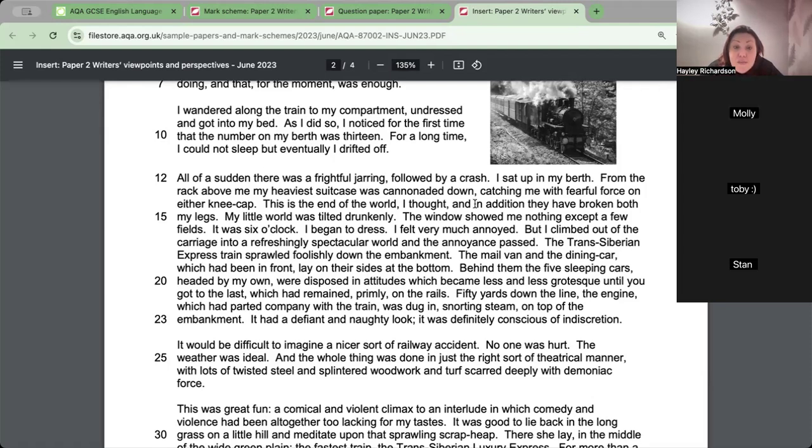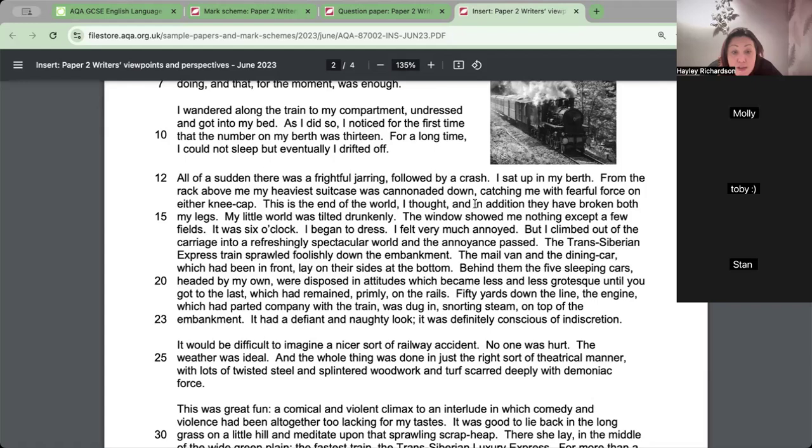passed. The Trans-Siberian Express train sprawled foolishly down the embankment. The mail van and the dining car, which had been in front, lay on their sides at the bottom. Behind them, the 5 sleeping cars, headed by my own, were disposed in attitudes which became less and less grotesque until you got to the last, which had remained primly on the rails. 50 yards down the line, the engine, which had parted company with the train, was dug in, snorting steam, on top of the embankment. It had a defiant and naughty look.